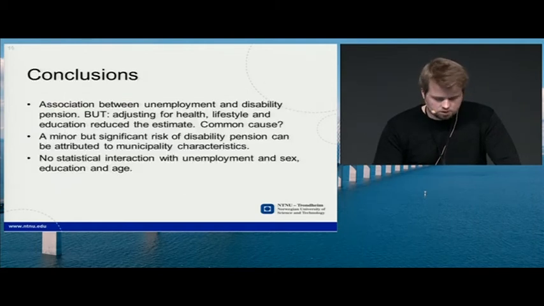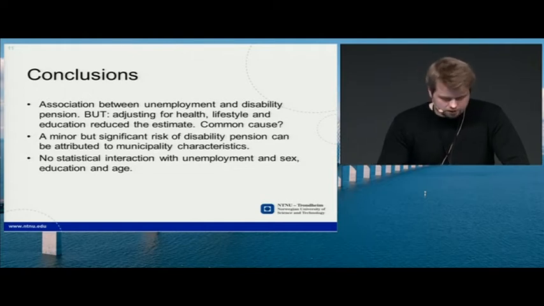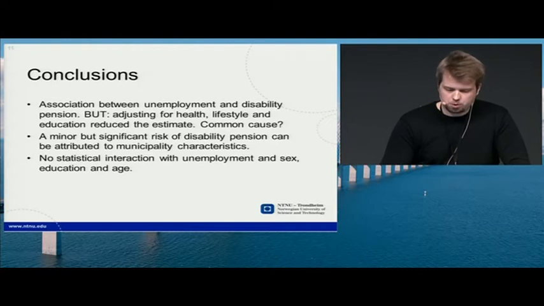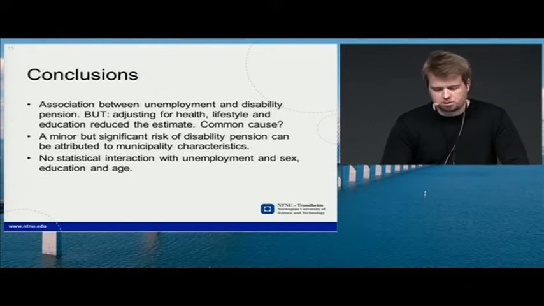So, our conclusions. Association between unemployment and disability pension, but when we adjusted for health, lifestyle, and education, this reduced the estimate considerably. And this means that these factors can be common cause for both unemployment and disability pension. We also believe that if we had a better measure for social economy than just education, this might also have reduced the estimate even further.